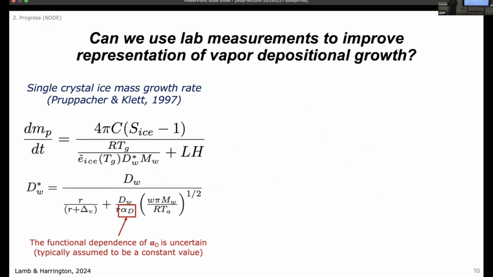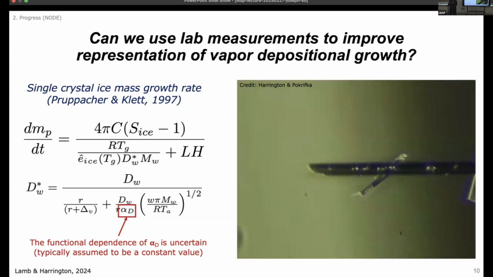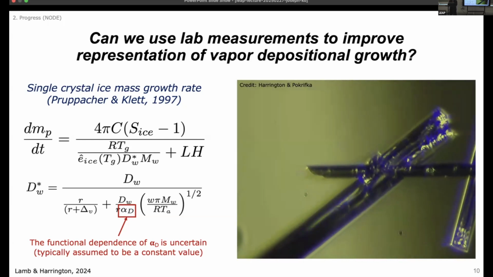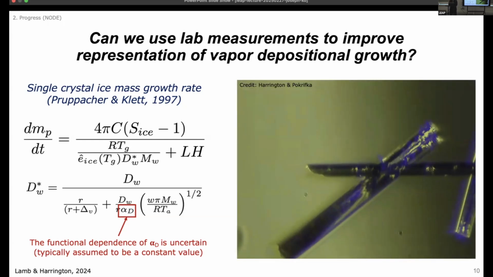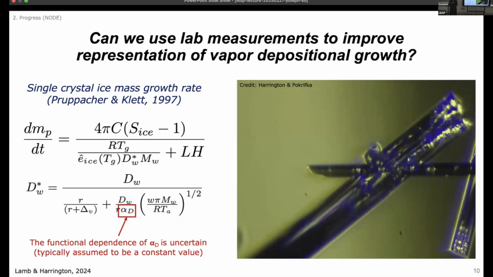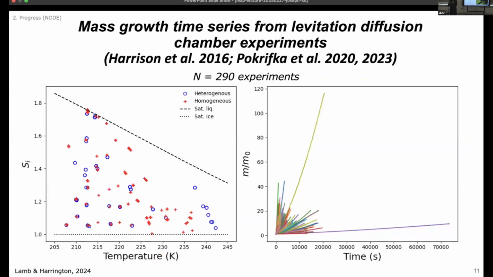For example, we have this deposition coefficient alpha, which in the literature there's a lot of contention about. There are various values that have been put out, and often it's assumed to be constant, but some people say maybe this shouldn't be constant. So what if we can use lab data where we can actually measure the growth of single crystals to inform this growth rate? That's exactly what Kara did using this framework called neural ordinary differential equations.